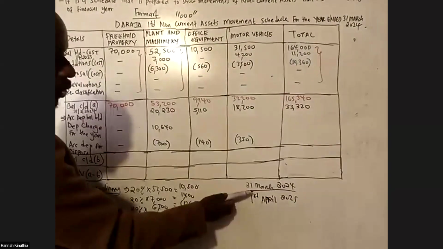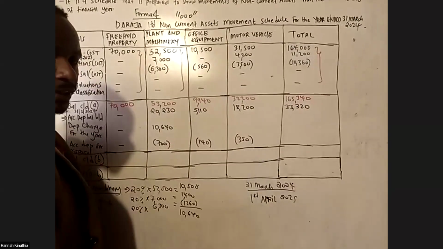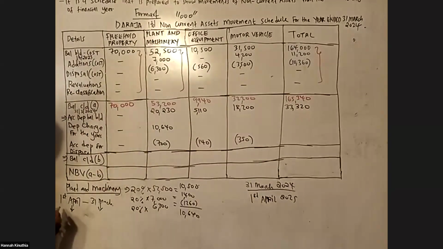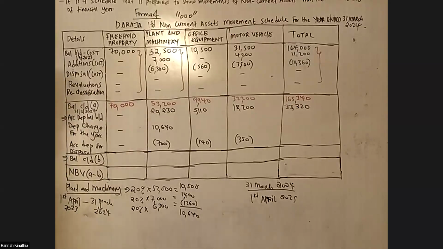Kumaanisha 2023 mwaka ilikuwa inaanza, so 2023. What will be our first date? Hii hapa na nikwambikia hapa. 1st April 2023 ndio mwaka inaanza according to our statement. According to this statement inaisha 31st March 2024. So according to this statement mwaka inaanza 1st April 2023 na inaisha 31st March.